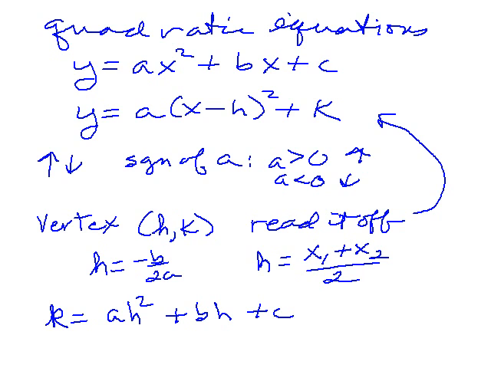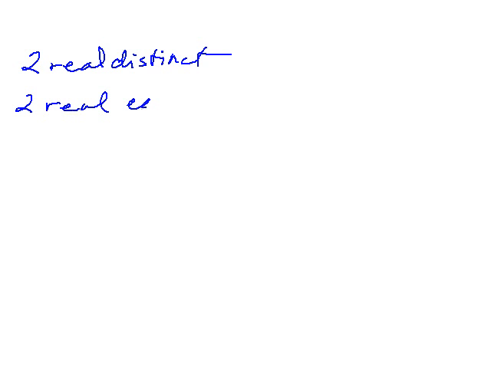The other item that we're looking for are the roots. The roots are the values of x where the parabola crosses the x-axis. There are three types of roots: two real distinct roots, two real equal roots, and a complex conjugate pair. So there's always going to be two roots.